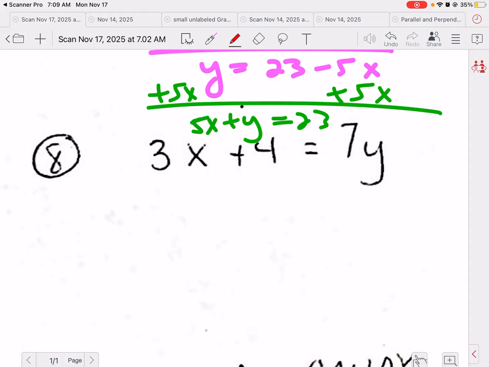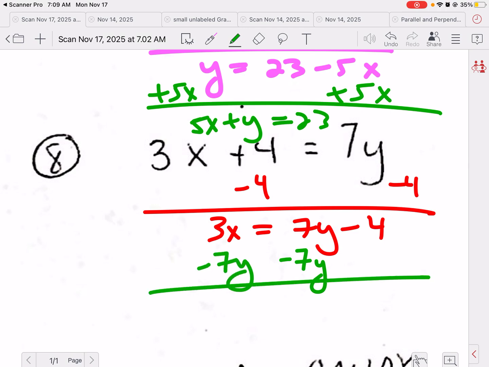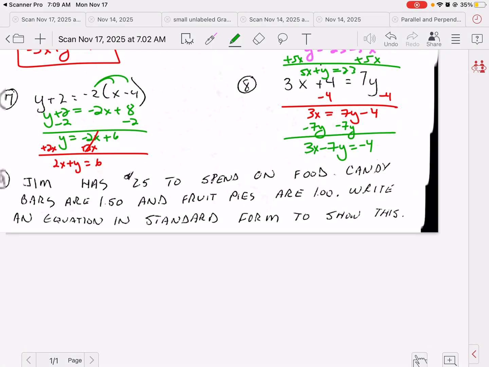All right, this one, again, I just like to move my constant over because I know that needs to stay there. Again, we can't combine those together because one has a y and one doesn't. I'm going to move my 7y over. So I get 3x minus 7y equals negative 4. And then a standard form.